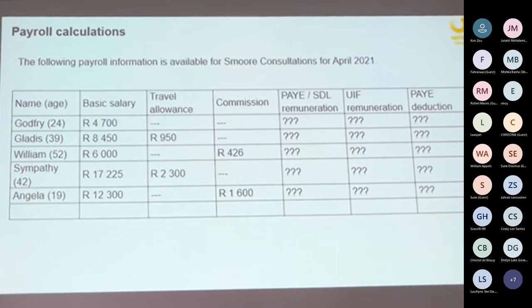Okay, Gladys. So, for her PAYE and SDL remuneration, are we going to include the basic salary? Yes, we are. 8,450. Are we going to include the 950 or are we going to include less? Remember, the travel allowance is 950, but according to the 80-20 rule, we only include 80% of that. So we are going to only include 80% of the travel allowance. Anyone have an amount for me? Does everyone understand that?